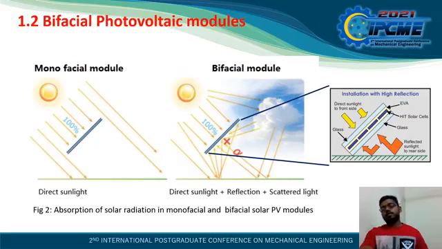So coming to the bifacial PV modules, there is a need to improve the solar PV energy output. With that intention, bifacial PV modules have been fabricated, in which power generation is also possible from the solar radiation striking on the back side of the solar PV module. As seen in this figure, the sunlight coming from the top side as well as the back side is contributing to the energy generation.